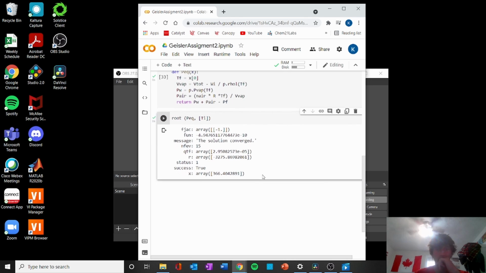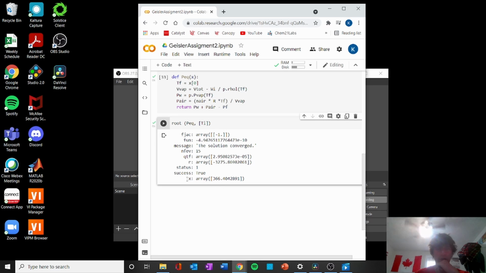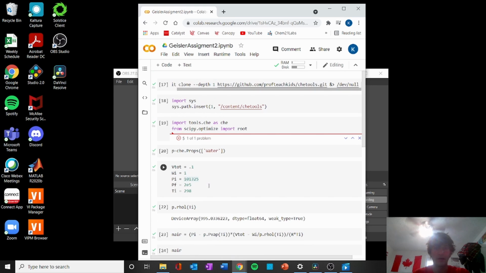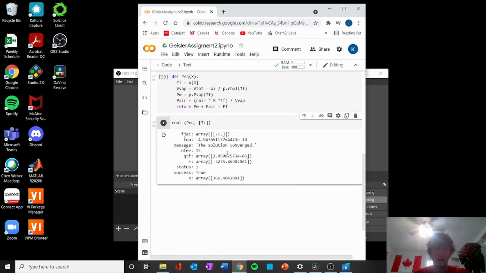And there we go. We can find our solution. We found our X, and we found our R here. And the status is 1, success is true, which means this code should be okay for now, and we can move on to the next portion.